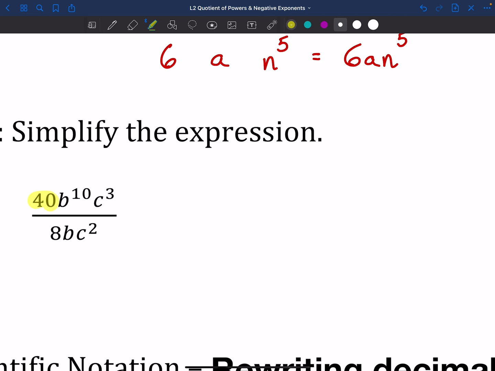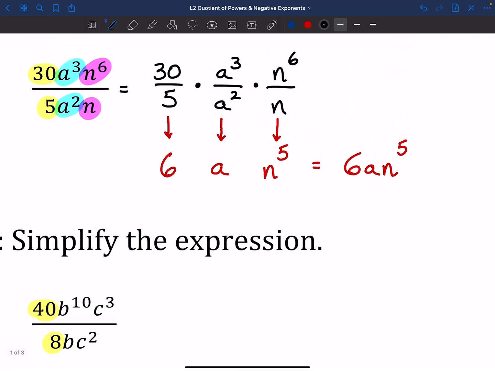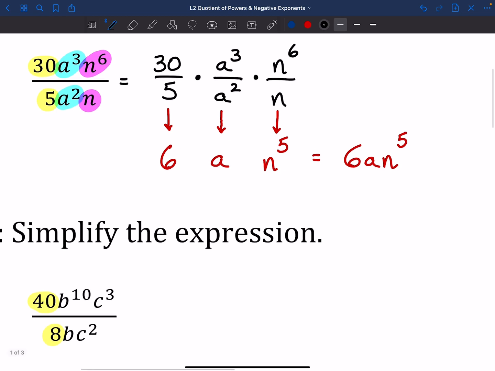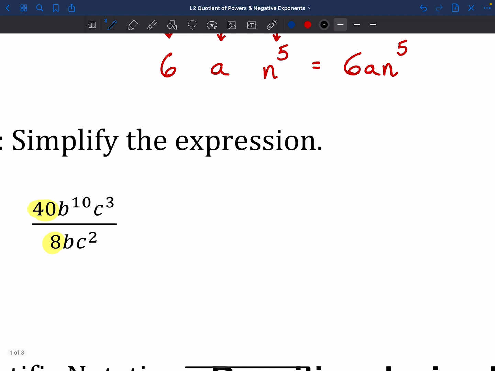So hopefully you gave it a shot, right? We got 40 divided by 8. I'm going to try and simplify this a little bit faster. On the last one, we broke it up into 3 fractions and did each one individually. I'm going to try and do this a little speedier, because this is what we want to work towards. If you split it up into individual ones and did it just like example 1, that's perfectly fine.